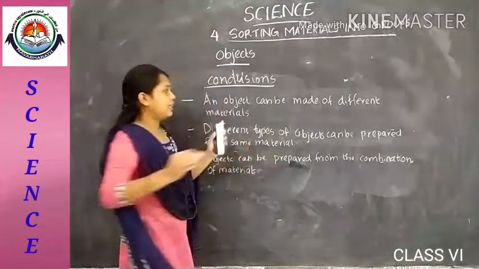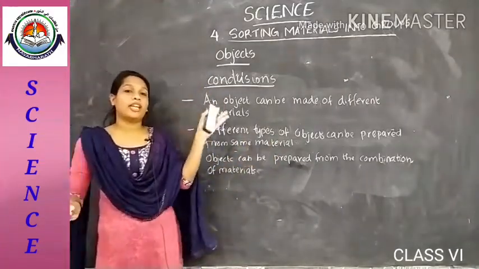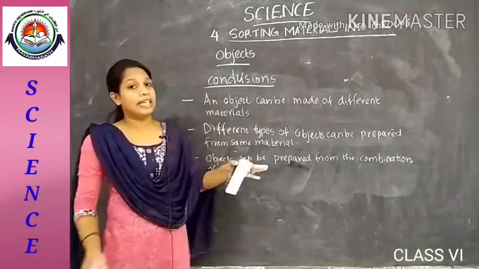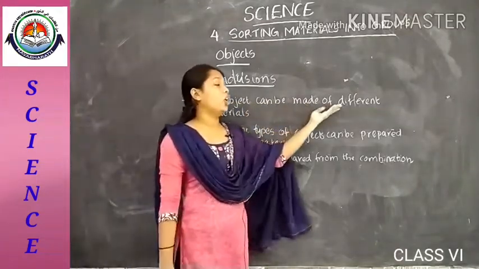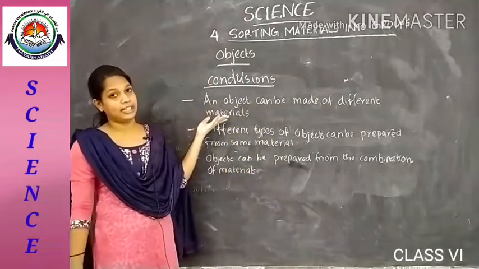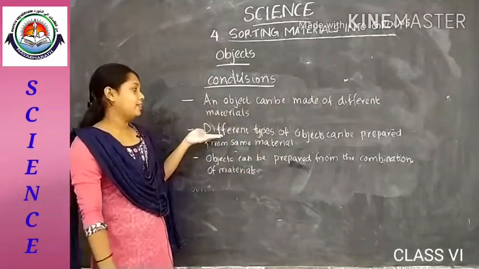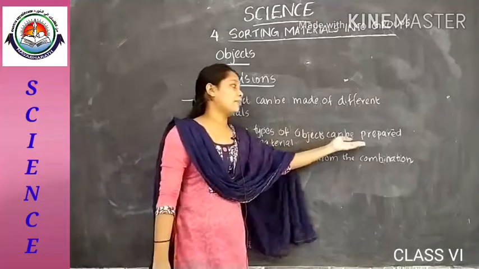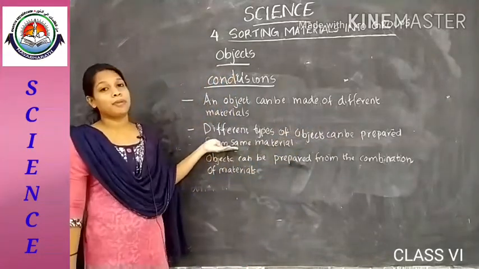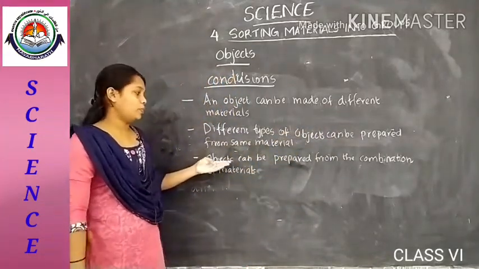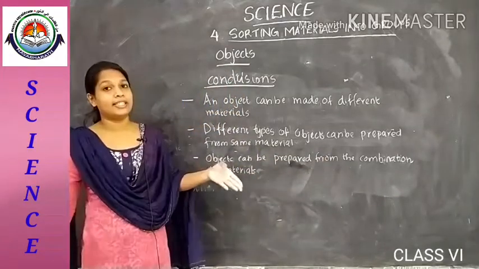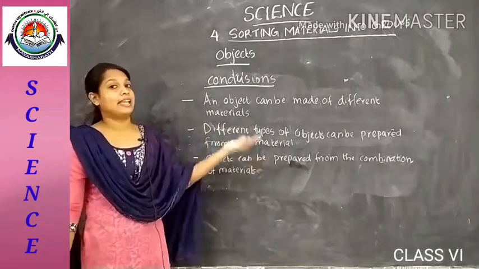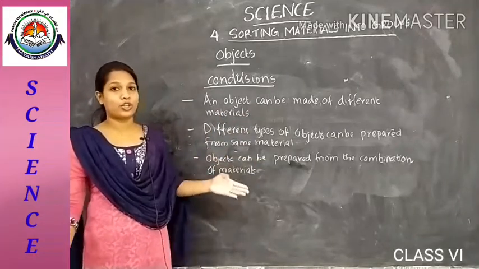Okay, so these are the conclusions that we have derived from the things that we have studied. The first one is an object can be made of different material. Okay, and different types of objects can be prepared from the same material. Objects can be prepared from the combination of materials, like in the case of biscuits and all. Okay, is that clear to you?